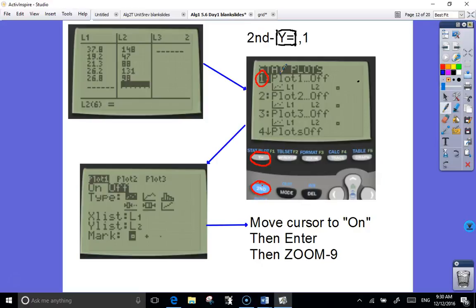So you need to turn it on. The cursor needs to be on "on." You hit enter so that it stays on. Right now it's on off.